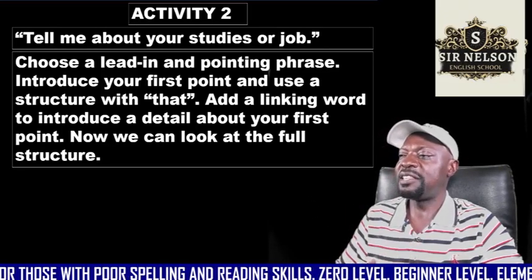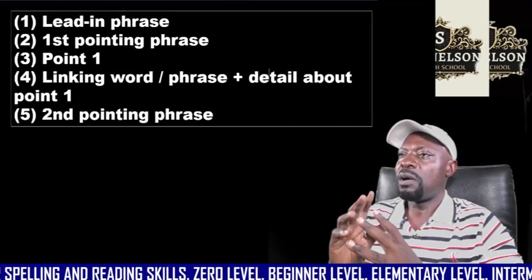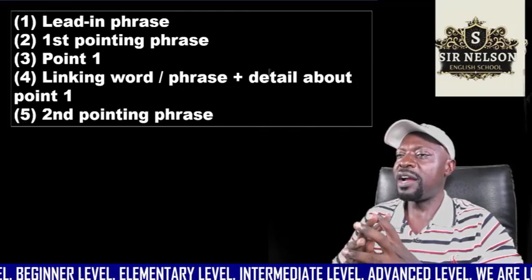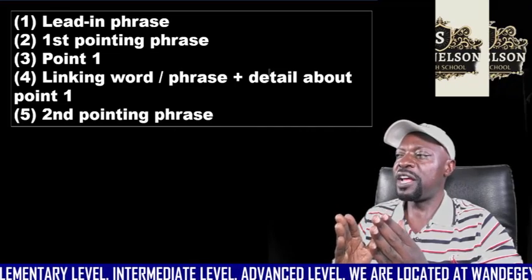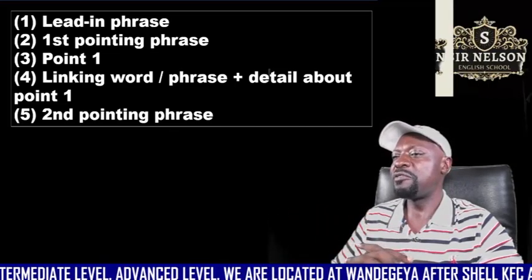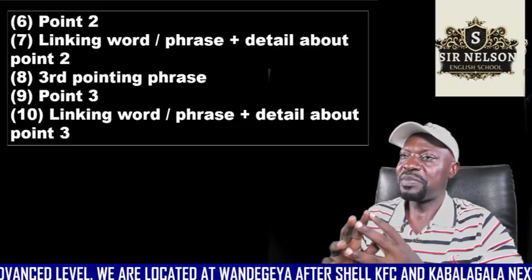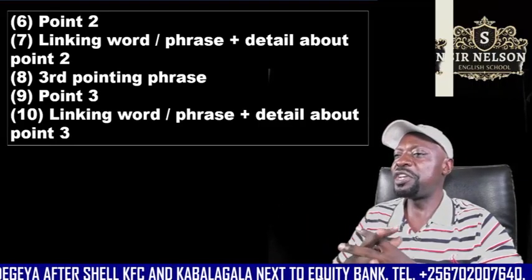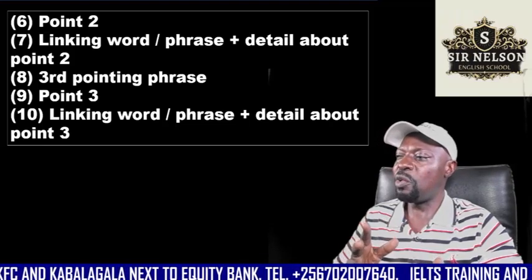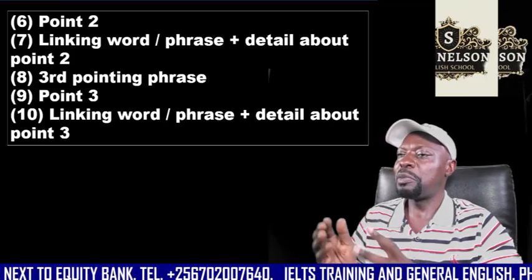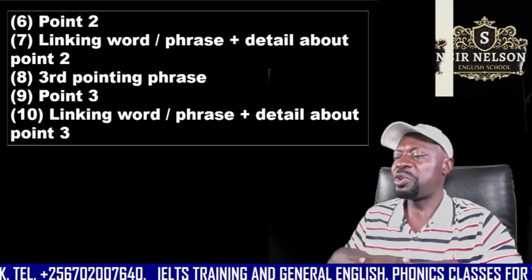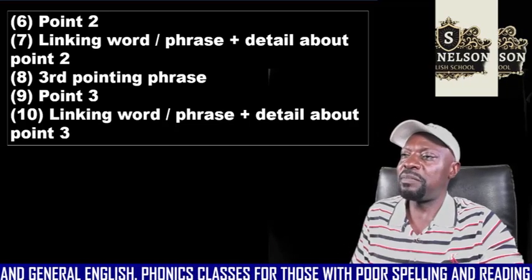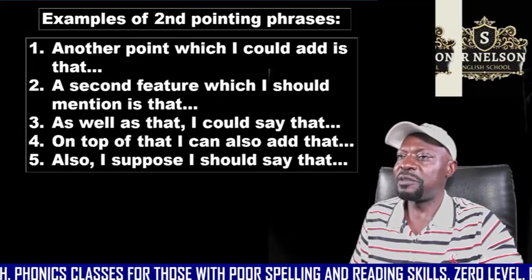Now we can look at the full structure. 1. Leading phrase. 2. First pointing phrase. 3. Point 1. 4. Linking word or phrase plus detail about point 1. 5. Second pointing phrase. Point 2. Linking word plus detail about point 2. Third pointing phrase. Point 3. Linking word or phrase plus detail about point 3. So when you are describing anything, you get about 3 characteristics, 3 features that you're going to describe. You give a point and you add some detail.